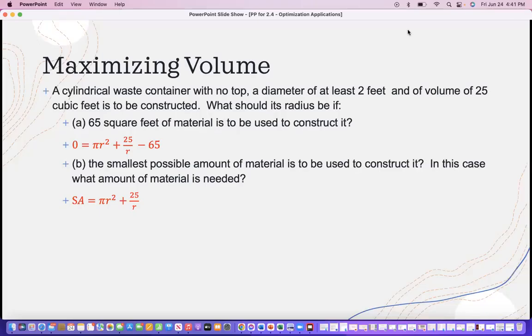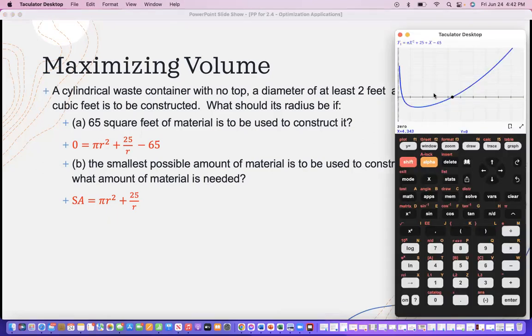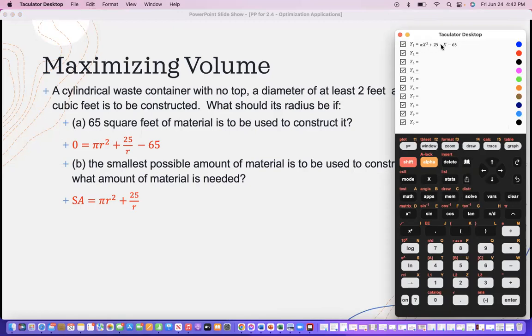So with our two equations, our first one has the minus 65 here. That's because we had this equal to that. If I subtract it to the other side, I have this equation. This is what I want to put into my calculator, and I want to look for where it crosses the x-axis, where it is equal to 0. And so typing that in, we have pi x squared plus 25 divided by x. Your calculator will show a division bar there, minus 65.